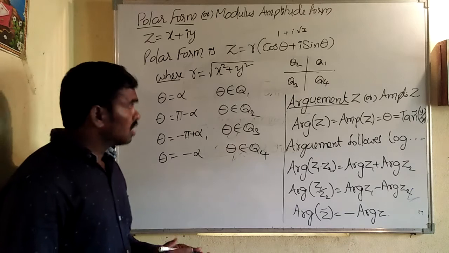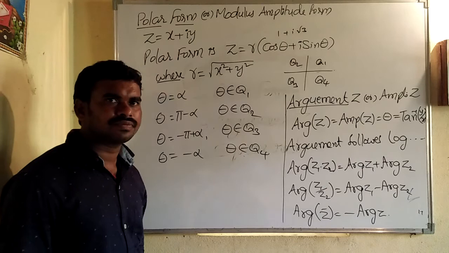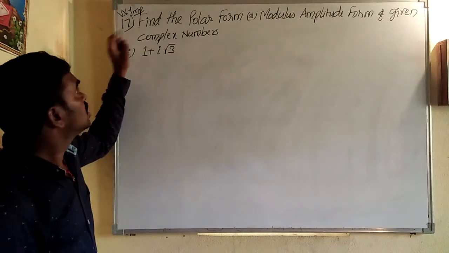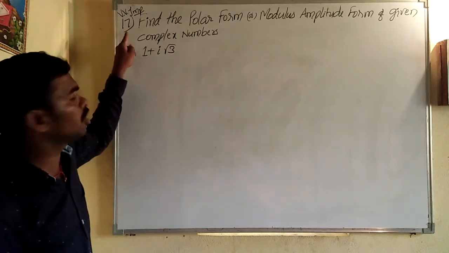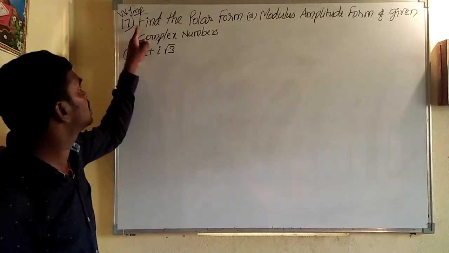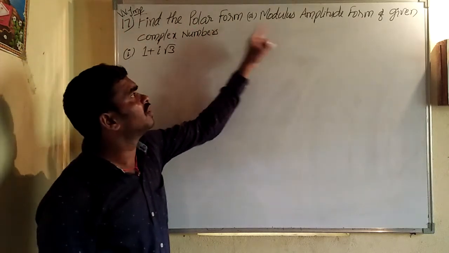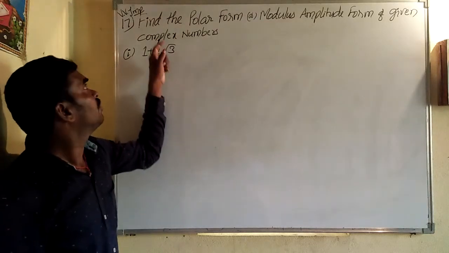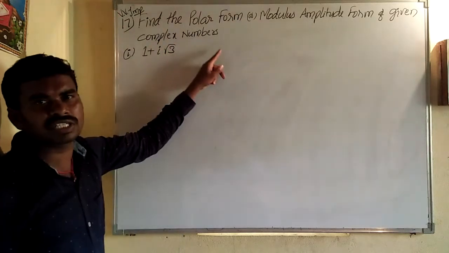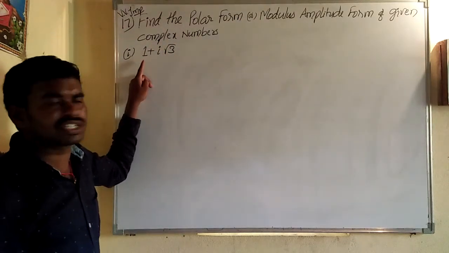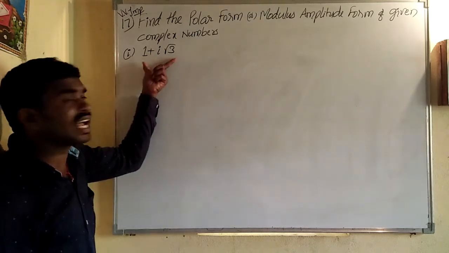So let us take a few sums on polar form. This is very important. Already 16 very short questions were completed in the first and second parts. In this third part, the 17th question is a 2 marks question, and it is very important. The question is: find the polar form of a complex number, or find the modulus amplitude form of a given complex number. The first question is 1 plus i root 3. This is a complex number.